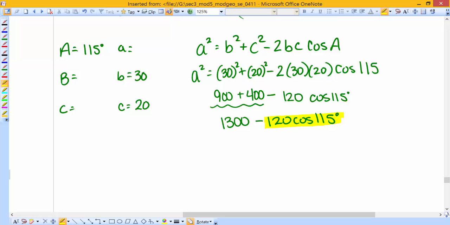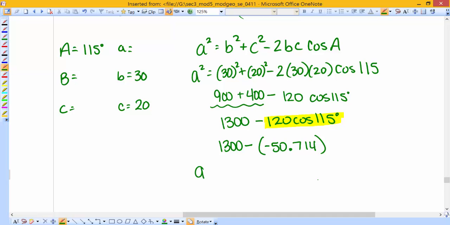I end up getting a negative, so now I'm going to have 1300 minus, this ends up being 50.714 and then some. I would just do 1300 minus second answer, minus that answer.